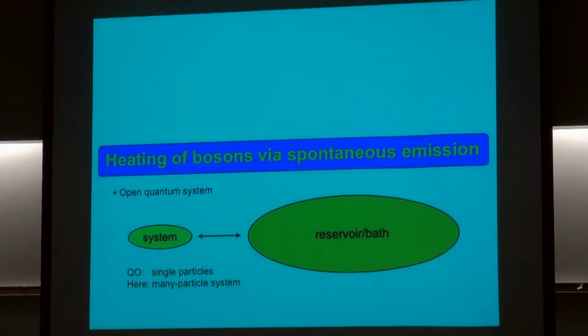Okay, so let's start with the heating of bosons. And again, what we start with is a description for what happens to the system when it couples to a reservoir, which here is the external electromagnetic field. And this is something that is very well known in quantum optics and atomic physics for single particles, but here we're going to look at the same description for a many-particle system.